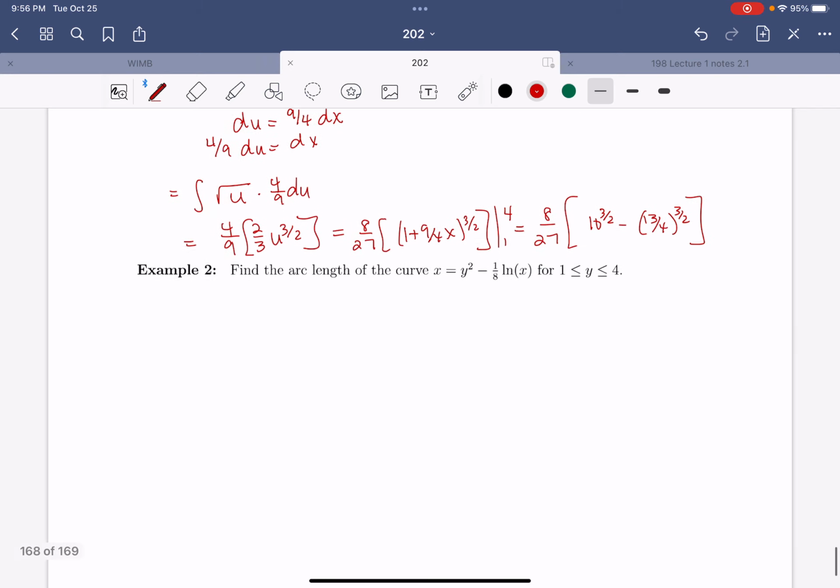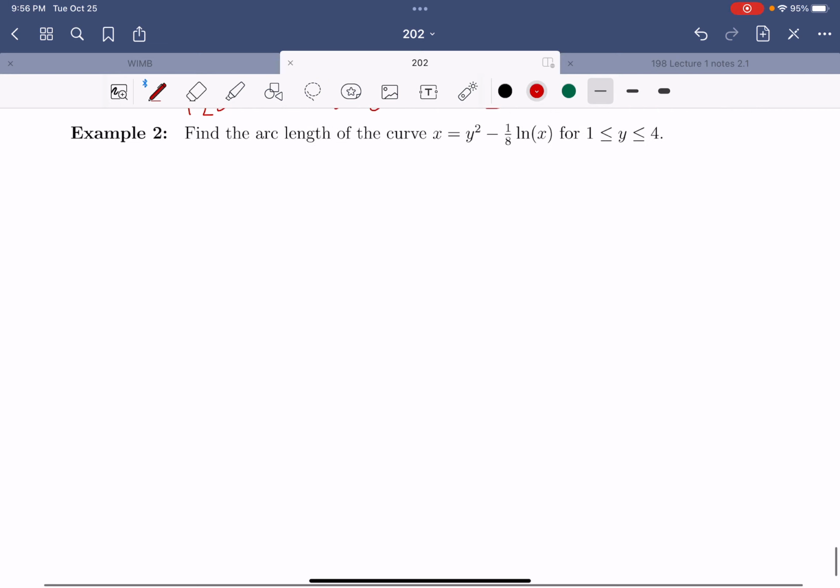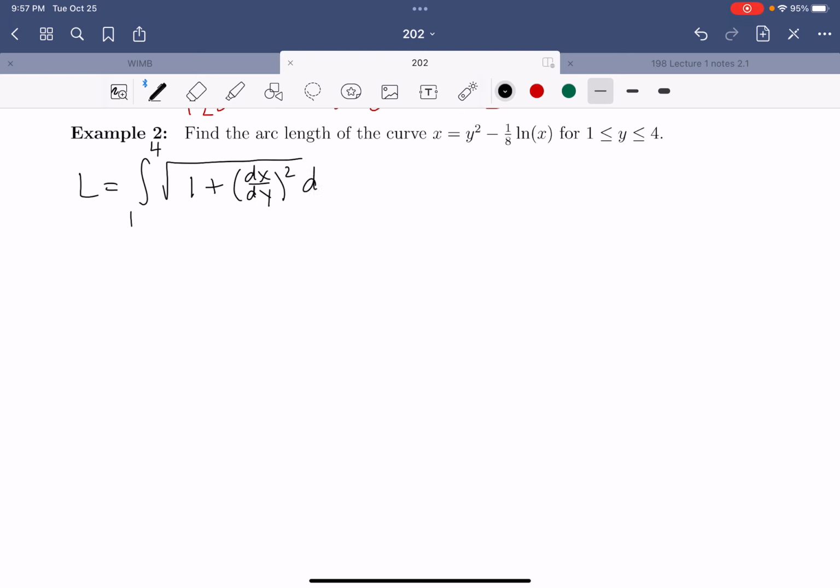And our second example here gives our function in terms of y. And nothing changes here. This is exactly the same thing. So our arc length here is going to be the integral from 1 to 4, because my y value goes from 1 to 4, of the square root of 1 plus dx dy this time, squared dy. All right, so we're going to do exactly the same thing.